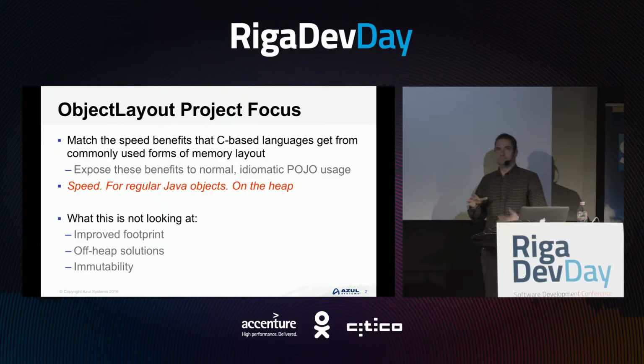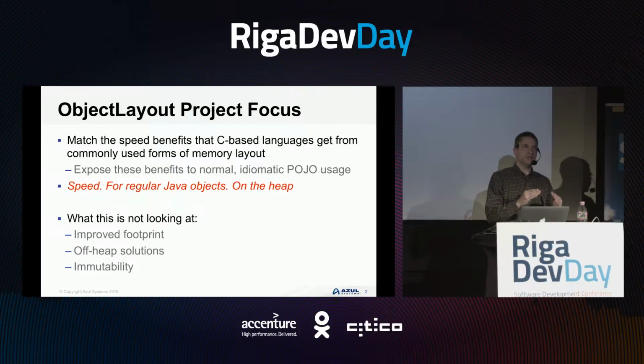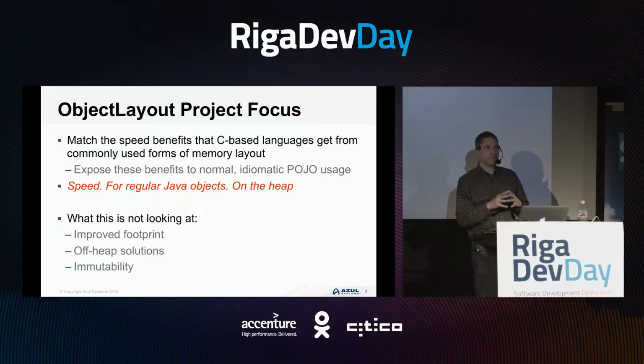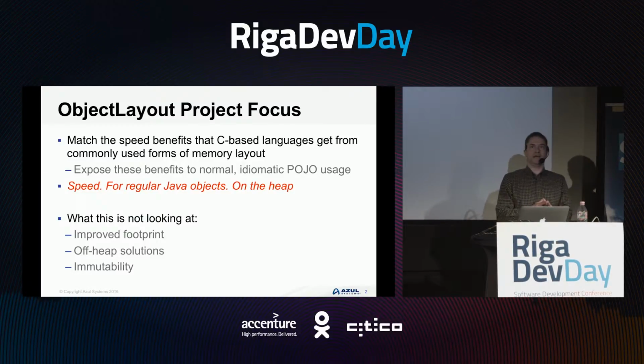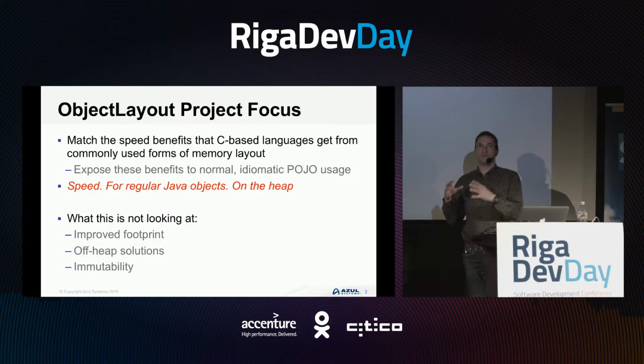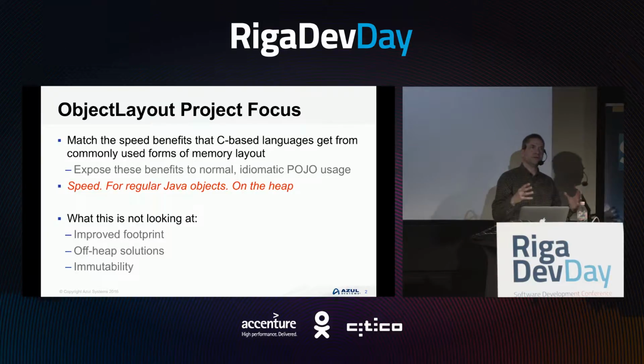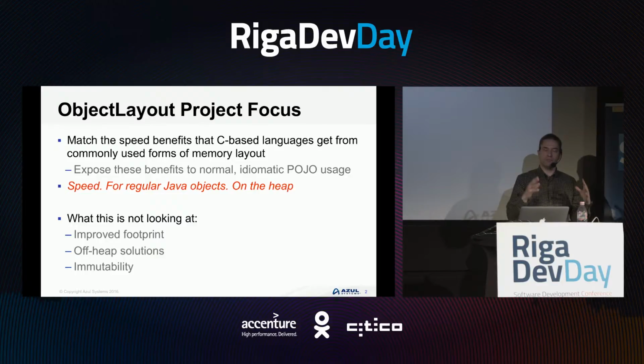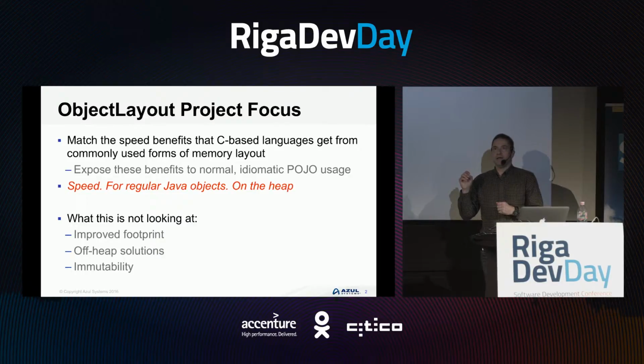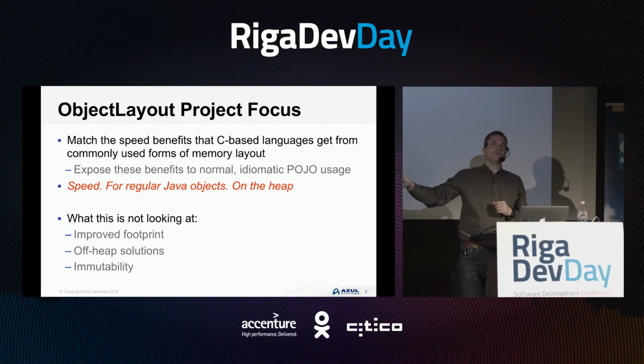Now, the project is actually not looking at some things. So there are three things it's not looking at. One is it's not trying to improve the footprint of your application. So this project will not reduce the amount of memory that your project requires. It won't necessarily increase it, but it won't reduce it. It's not looking at off-heap solutions.